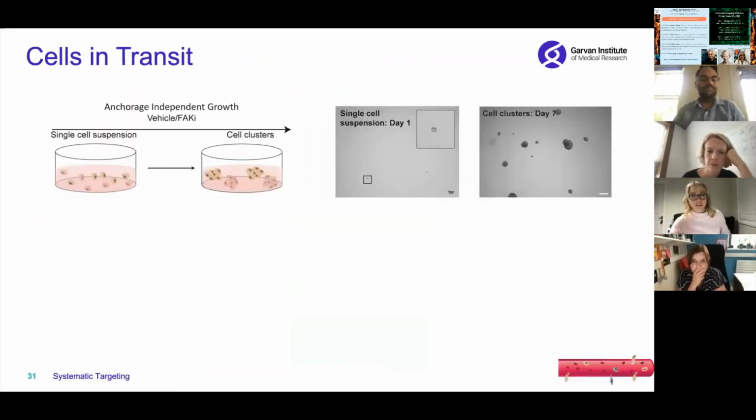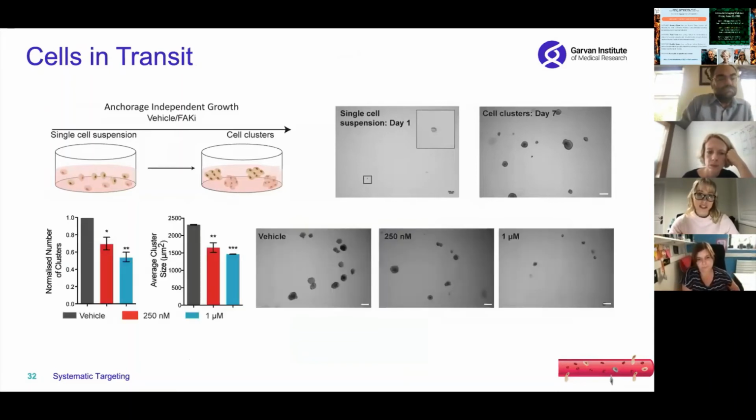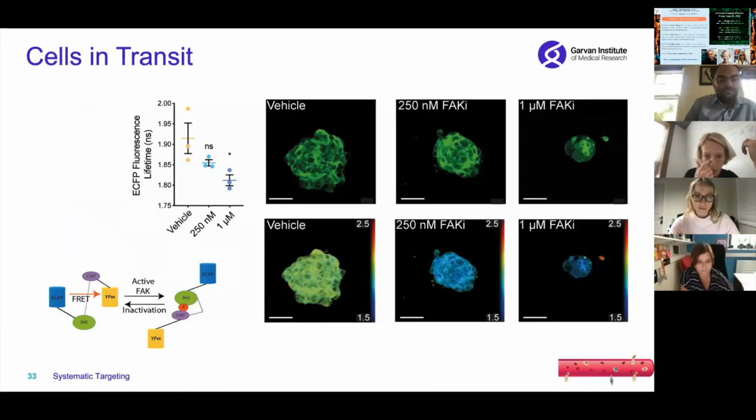But how does this affect the cells when they're transiting from the primary tumor to the liver? So we did some quite simple anchorage-independent growth assays. And what we see is that when we treat these cells with our FAK inhibitors, there's a marked reduction in not only the number of clusters, but also the size. And we just wanted to see if we could do it to begin with, but we decided to put the cells expressing the FAK biosensor into these AIGs and see if we could image the cells in suspension.